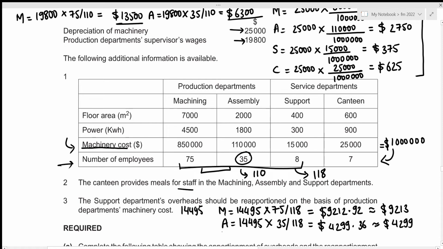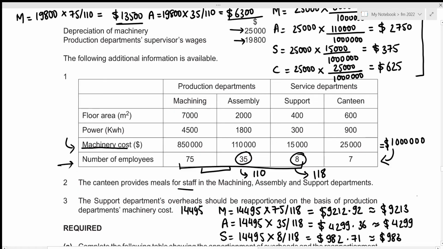Now finally for support department, that's 14,495 times, out of the total of 118 employees, 8 belong to support. So that's 8 by 118, which gives the reapportionment of canteen towards the support department to have the value of 14,495 times 8 by 118, which results in 982.71. Again, we can round it off, so that's going to be 983.